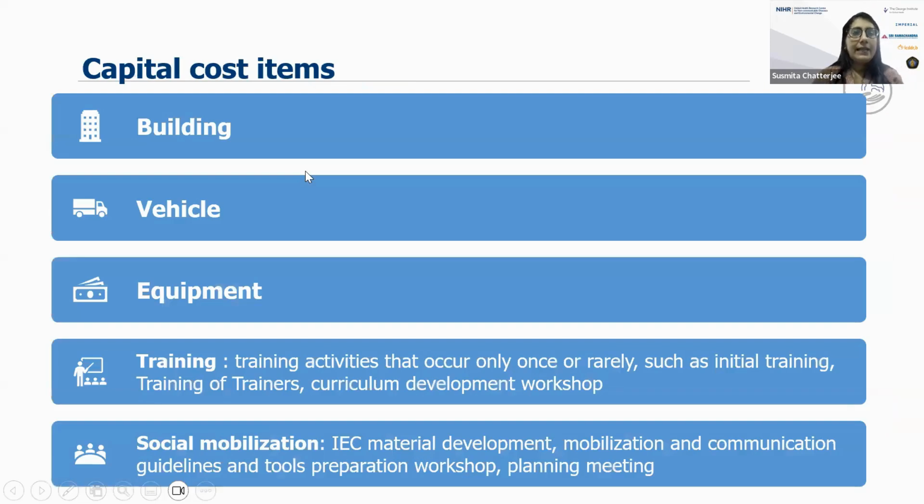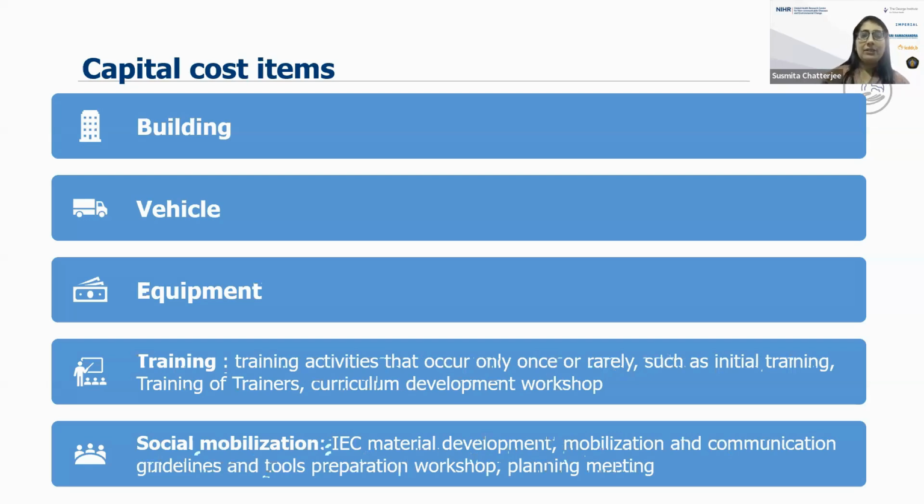So now here are the examples of capital items: building, vehicle, equipment, training. Why is training a capital item? Because generally, suppose the training of trainers or a curriculum development workshop happens once, and even the refresher training for medical officers or refresher training for ANMs, ASHAs happens after 3 years. So the life is longer than 1 year.